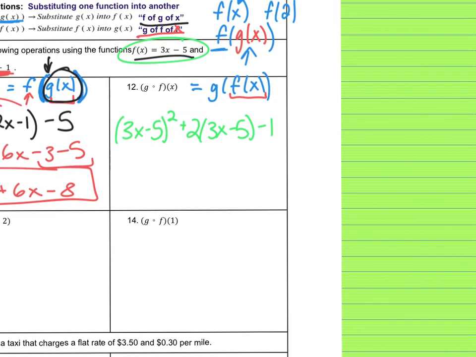Now I know that this part can be factored. So 3x minus 5 squared is the same thing as 3x minus 5 times 3x minus 5. 9x squared minus 15x minus 15x, hold on, I ran out of room. Let me rewrite this because it's hard to see. Okay, minus 15x minus 15x plus 25. Okay, combine like terms, this becomes negative 30x.